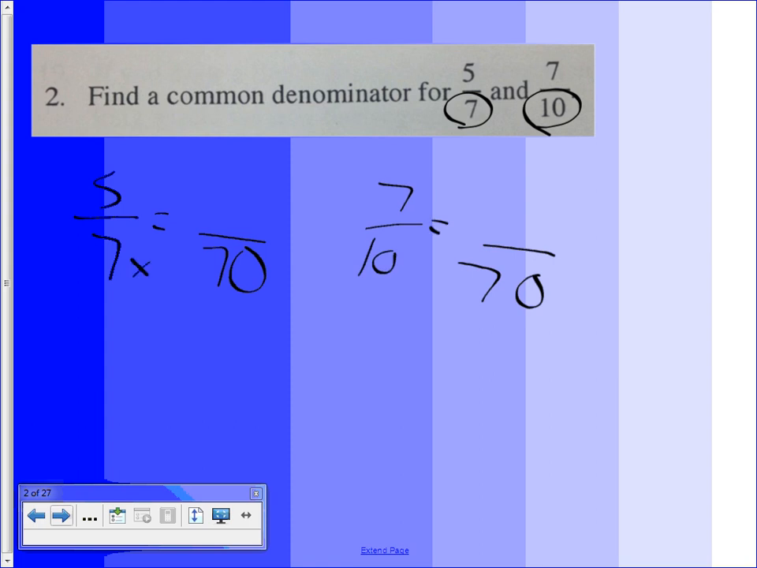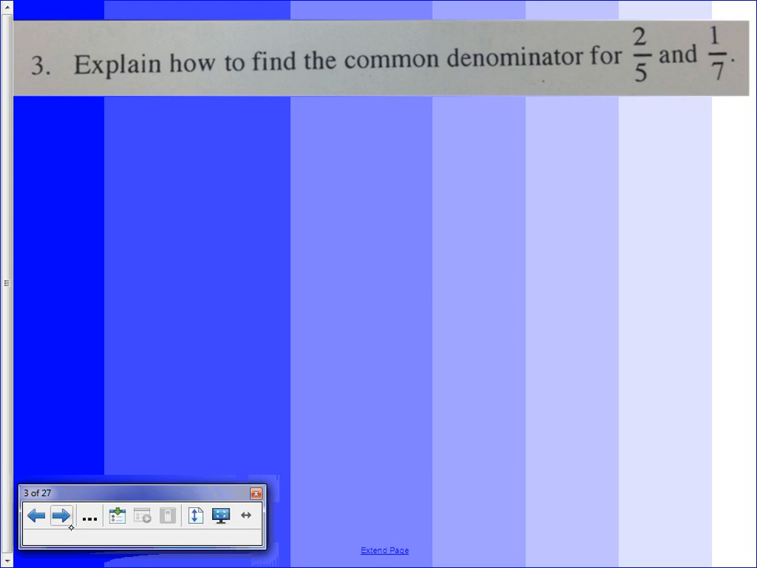7 times 10 equals 70. 5 times 10 equals 50. 10 times 7 equals 70. 7 times 7 equals 49. That's how you would find common denominators. This is all review. I've taught you all of this before.